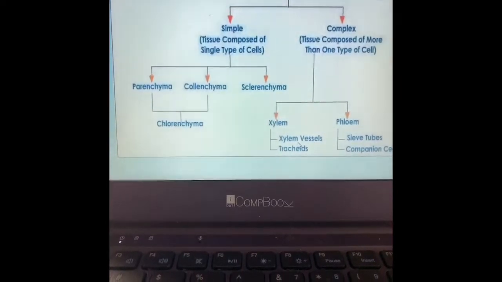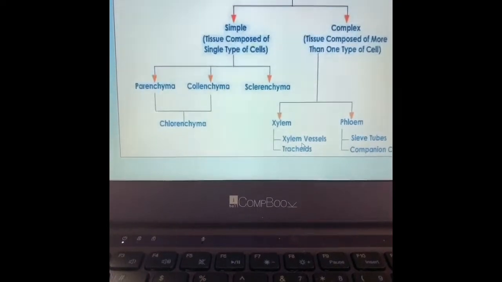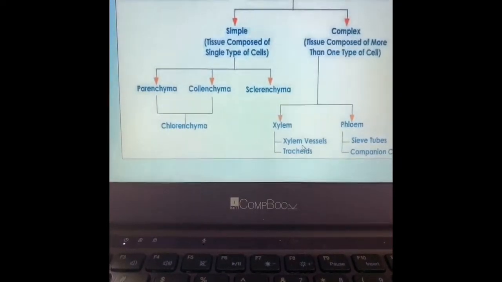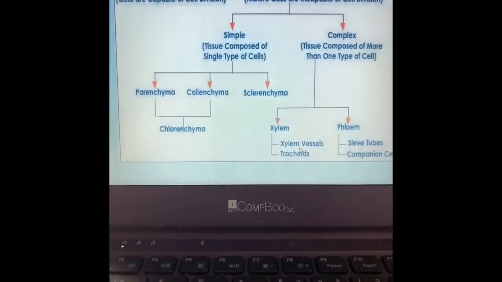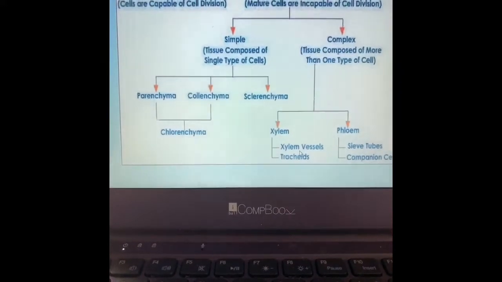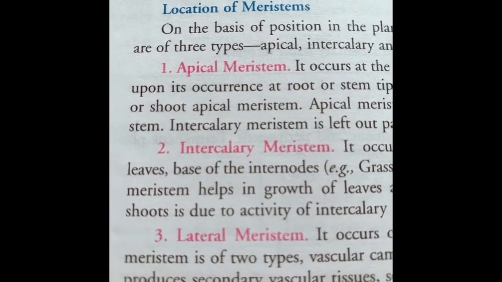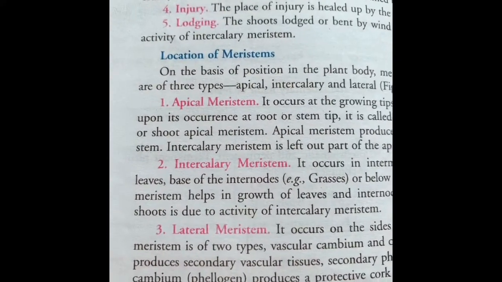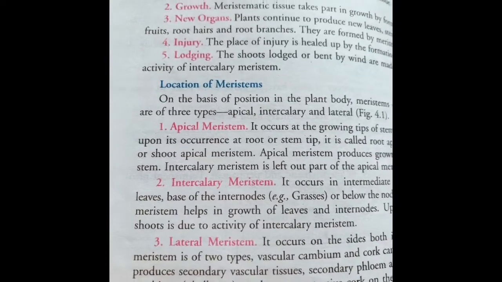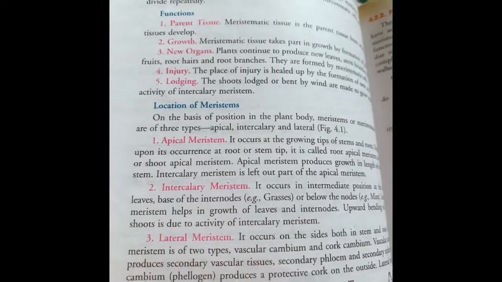Now, among the meristematic cells, depending upon the position where they are present, meristematic cells can be of three types: apical meristem, intercalary meristem, lateral meristem. Depending upon the location of the meristem, the meristematic cells can be apical meristem, intercalary meristem and lateral meristem. So if we see the diagram, then we can point out where these meristematic cells are present.